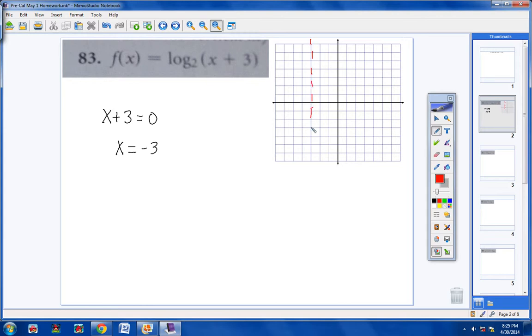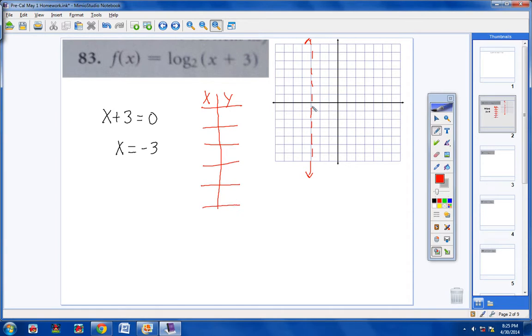Now, here's what you need to decide. Either you're going to plot points to the right or to the left. The only way to know is to put in a negative 4 and a negative 2 and see which one of those two numbers gives you no solution. Obviously negative 4 is not going to work, because negative 4 plus 3 is negative 1, and thus you're taking the logarithm of a negative number. So we are going to plot points to the right of the vertical asymptote.